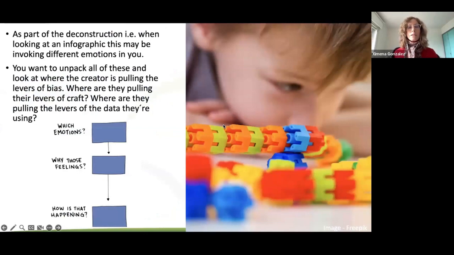As part of the deconstruction, what's also important when you're looking at an infographic is being sensitive to what different emotions it invokes in you. So you want to unpack all of these different levers: the bias, the craft, the data, and what emotions and feelings it's invoking, and how this is happening. How are they able to make you feel a certain way? That's how we want to deconstruct some of these things. So let's give it a go. Okay, let's give it a go.